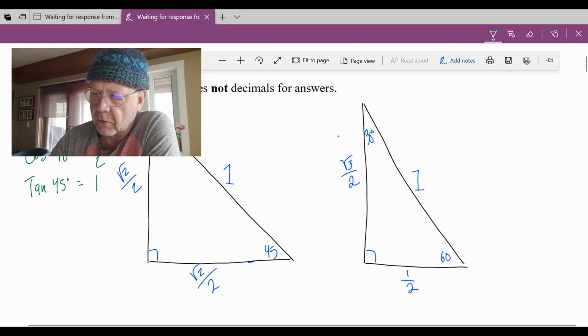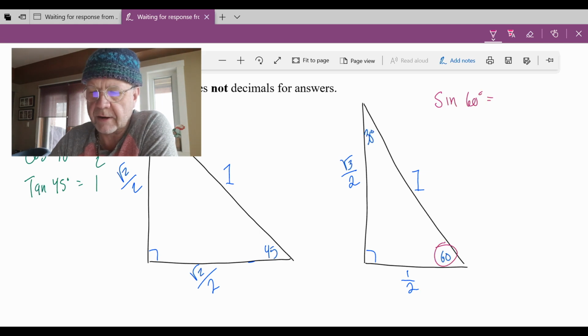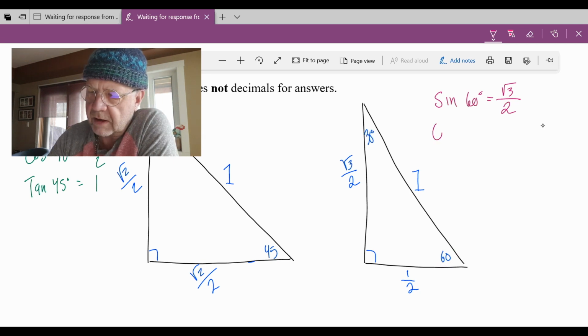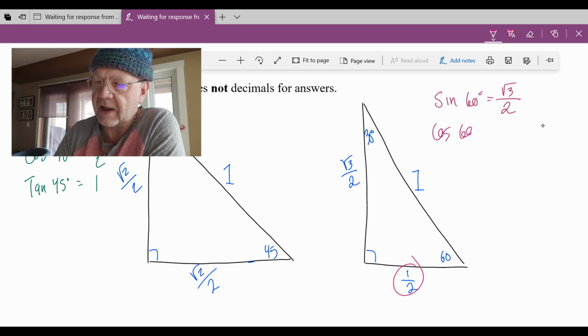All right, so let's now attack the angles 30 degrees and 60 degrees. For 60 degrees, that's that angle down there, sine of 60 is going to be root 3 over 2 divided by 1, or simply root 3 over 2. Cosine of 60 is going to be adjacent over hypotenuse, or 1/2 over 1, or simply 1/2.